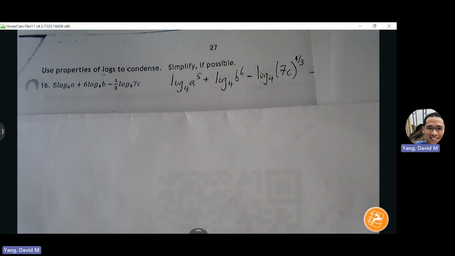And now you just want everything as one log base 4 term. You just have to find a home for that a to the 5th, b to the 6th, and the 7c to the 1/3. They're either going to go to the numerator or denominator. The way you quickly know is whether the log term is part of a positive term or a negative term. If there's a negative in front, you put that term in the denominator. If there's a positive in front, it goes in the numerator. So a to the 5th, b to the 6th both stay in the numerator. 7c to the 1/3, there's a negative in front, so that drops down to the denominator.